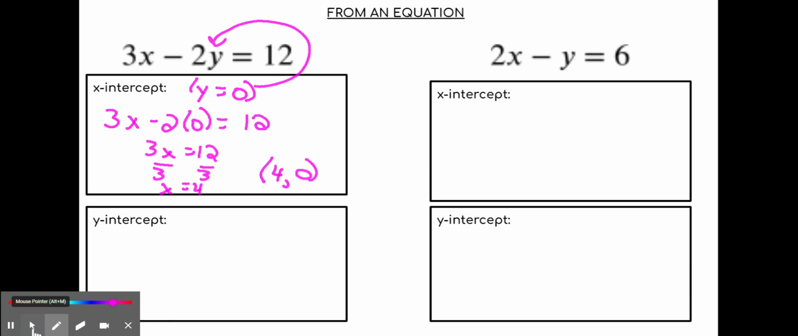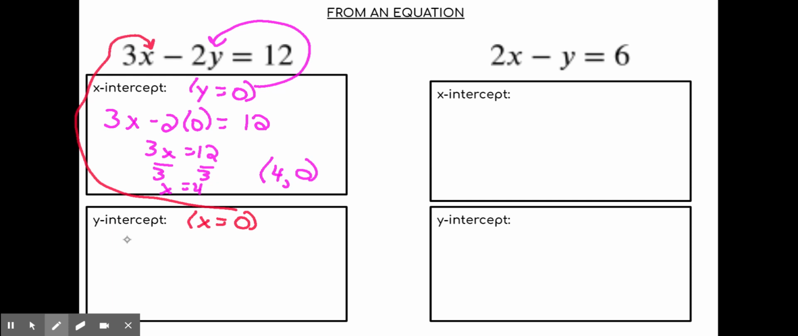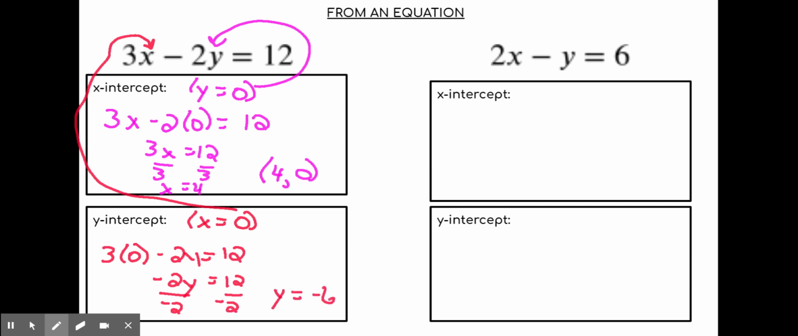Okay? Now, for the y-intercept, as we have said many times now, for the y-intercept, the x-coordinate is 0. So I'm going to take 0 and I'm going to plug it in up here for x. So I'm going to say 3 times 0 minus 2y equals 12. 3 times 0 is 0, so I'm left with negative 2y. Don't lose that minus sign. This is just a one-step equation. I'm going to divide both sides by negative 2, and y is negative 6.